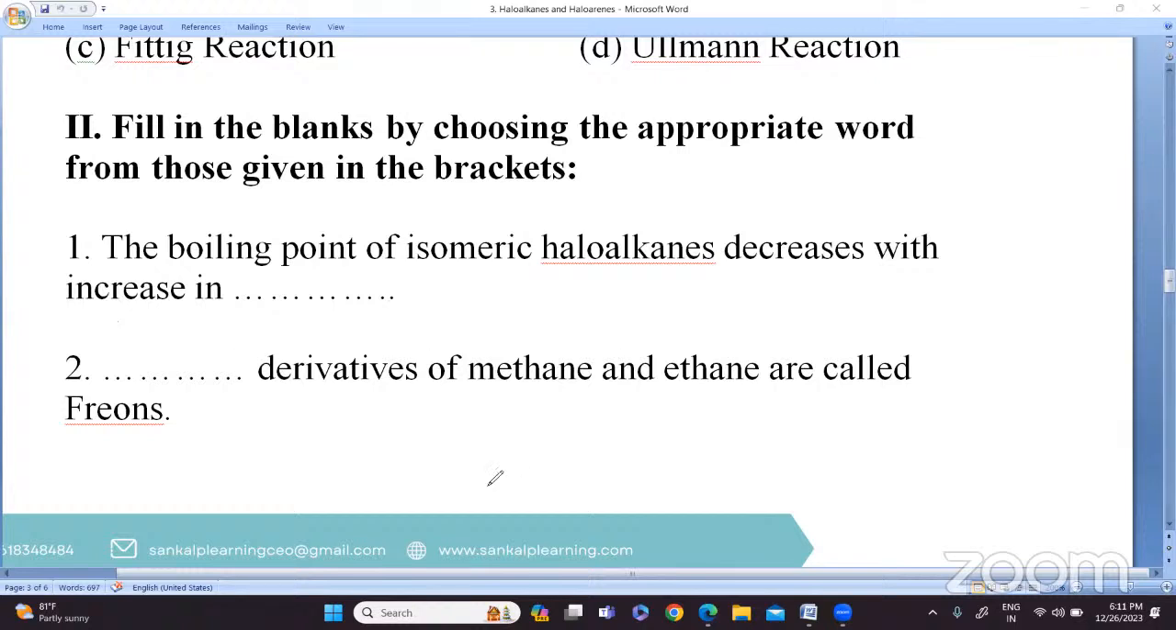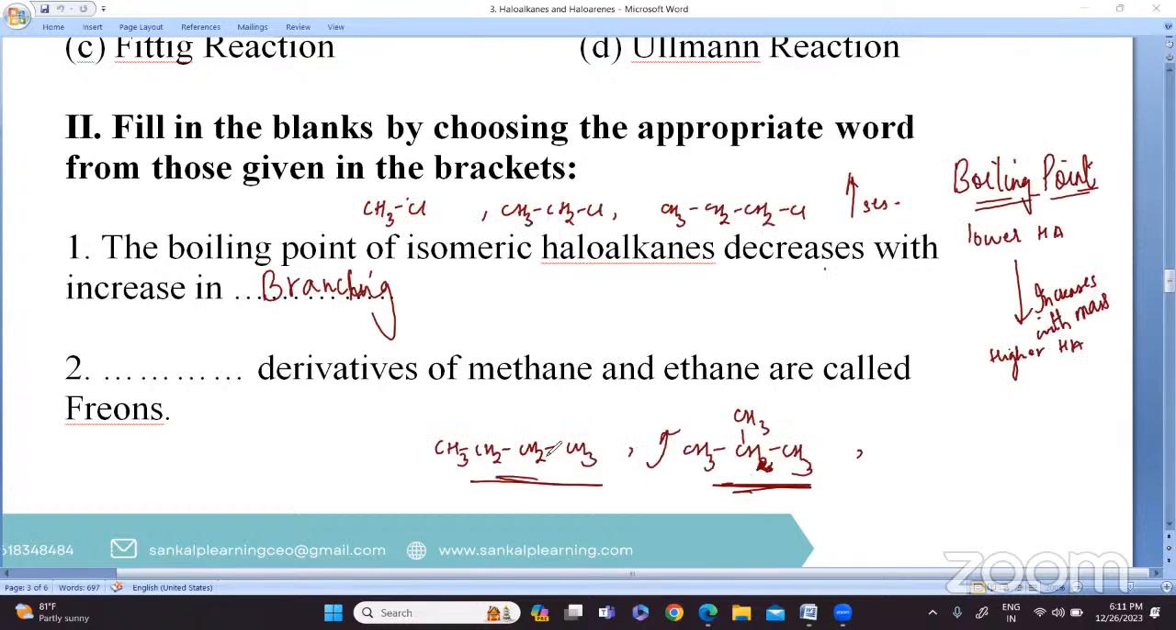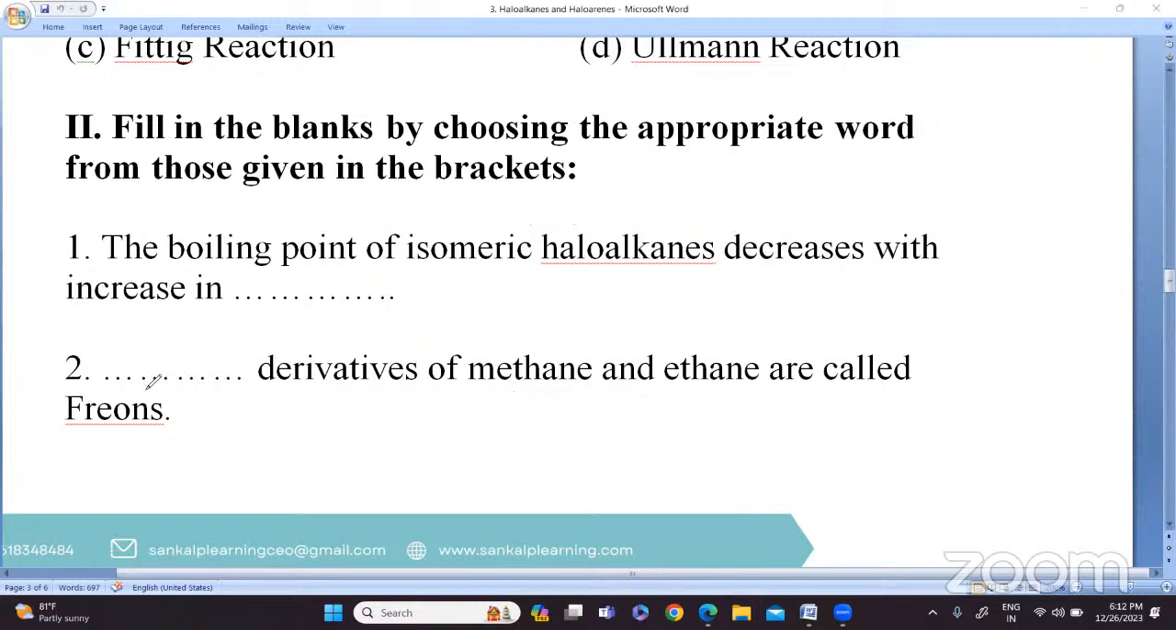When we consider straight chain compounds and branched compounds, the branched chain compound will have a lower boiling point, and the straight chain compound will have a higher boiling point. So this is the answer. In straight chain compounds, there is an increase in size and mass of the halogen atom, so the magnitude of van der Waals forces also increases. But in isomeric alkyl halides, they decrease with the increase in branching. So remember that.